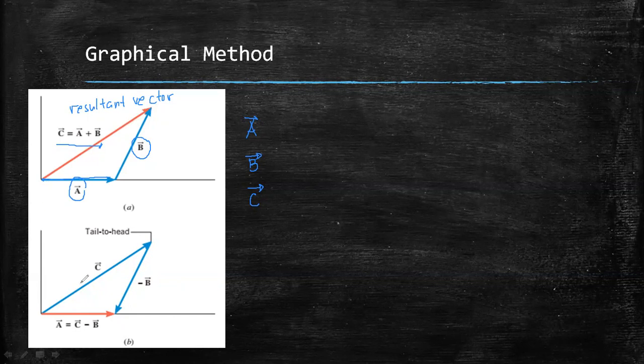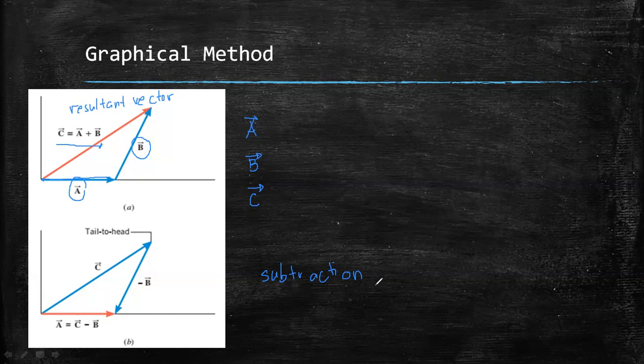Now, for subtraction, in figure B, we have vector A equal to vector C minus vector B. And we can see that the magnitudes of vectors A, B, and C are the same as in the first figure above. Here, our problem is the difference of vector C and vector B. So we must take note that subtraction is the opposite of addition.